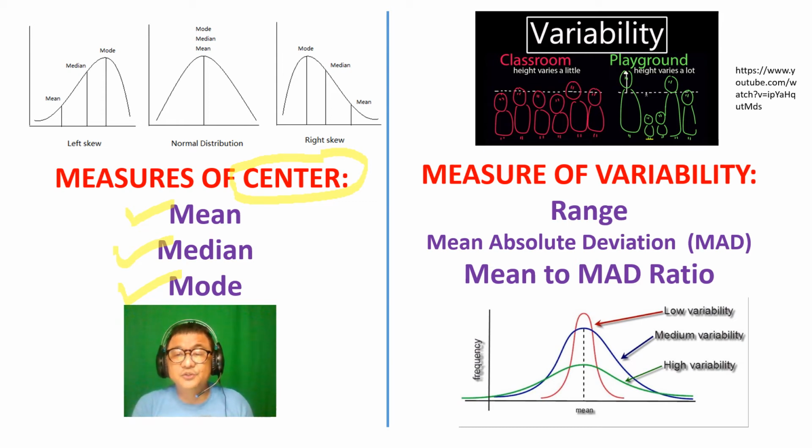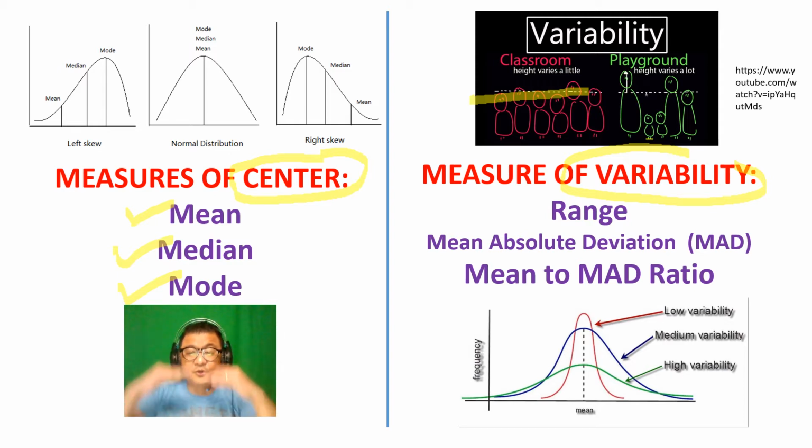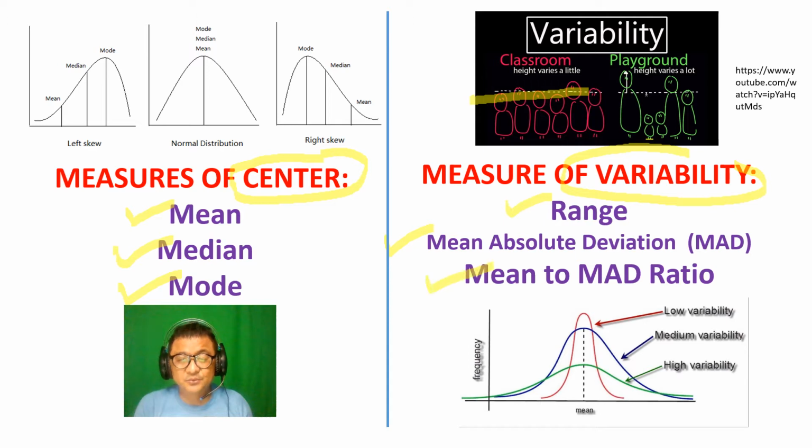Now, you can also compare the variability. Variability goes like this. Look at this. In a classroom, most of the heights are the same, but in the playground, the heights are different. You want to know how different they are, how varied the numbers are. And what can you use? You use range, mean absolute deviation, or MAD. We will explain each of the following.